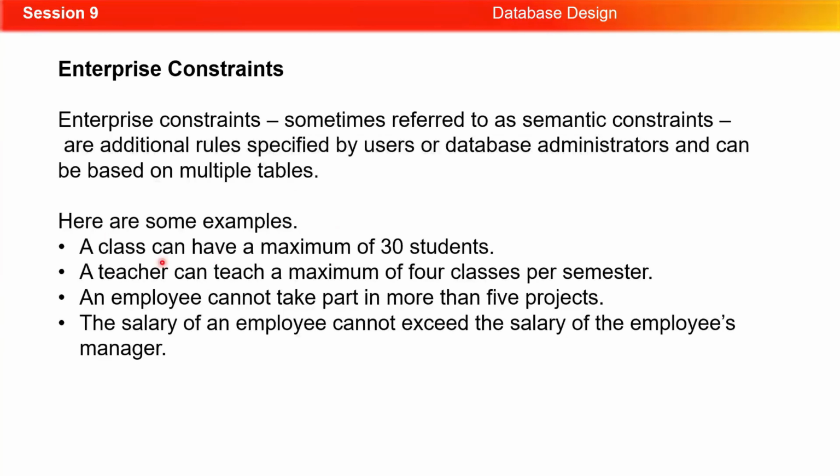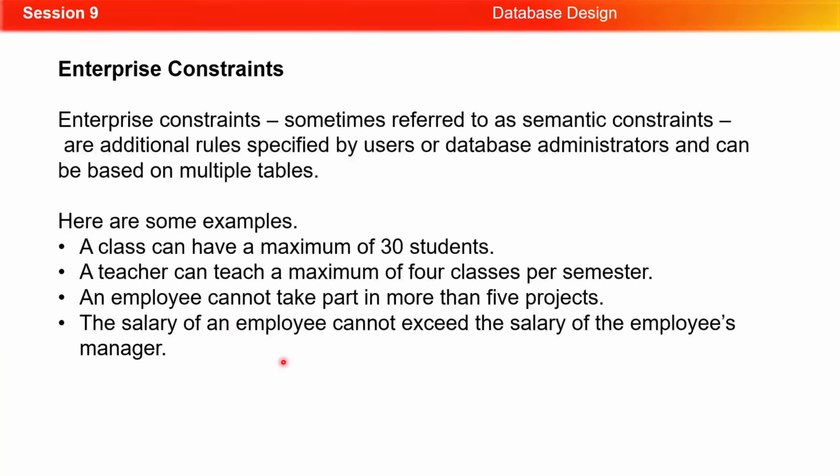So here are some examples. A class can have a maximum of 30 students. So obviously there is a constraint there to limit the size of a class to 30. A teacher can teach a maximum of 4 classes per semester. Again, we see more of a business or enterprise rule there, which we will build into our database and our application as well.